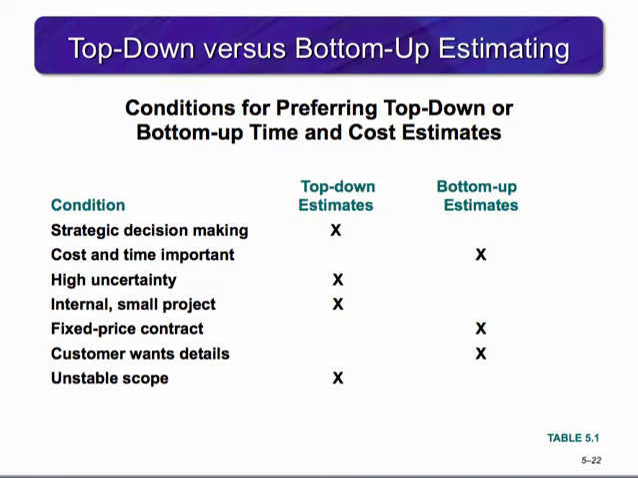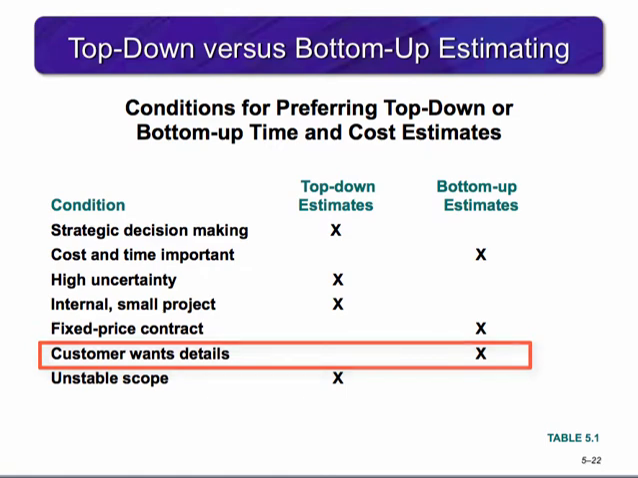This table demonstrates when each approach should be used. You can see that the top-down estimates should occur if the following conditions are met. It involves strategic decision-making, has high uncertainty, is a small internal project, or has an unstable scope. Bottom-up estimates should occur if the following conditions are met. Cost and time are important, you're preparing a fixed cost contract, or the customer wants details.